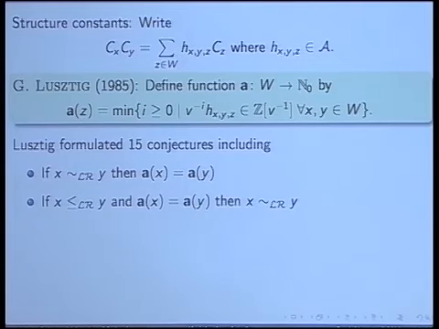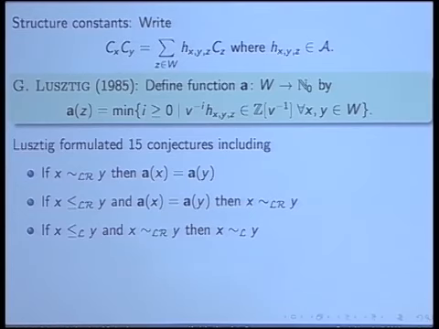If x is less or equal to y in the two-sided order and they have the same A function, then they should be equivalent. And if x is less or equal to y in the left order and they are equivalent in the two-sided order, then they should be left equivalent. So I told you that if you know the left cells, you know the right cells.